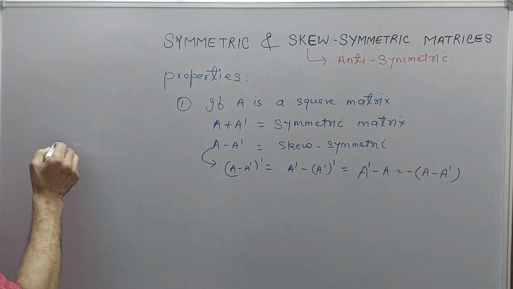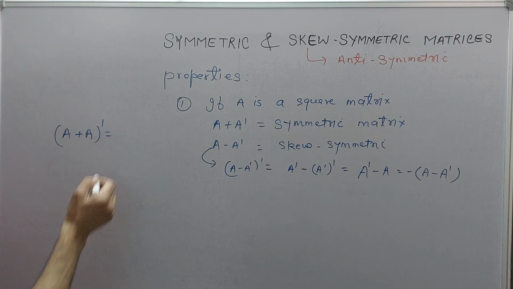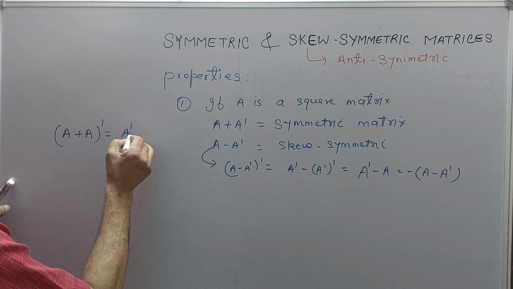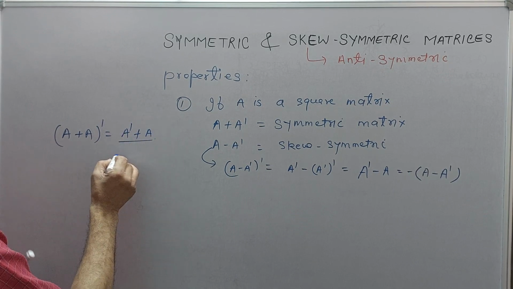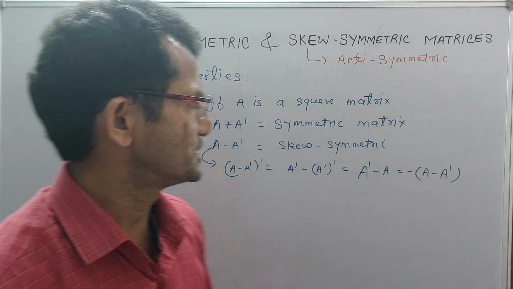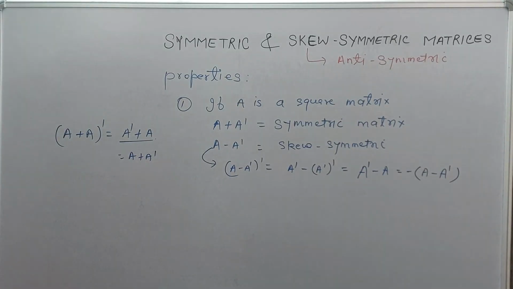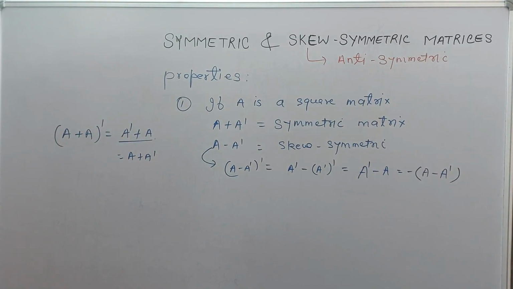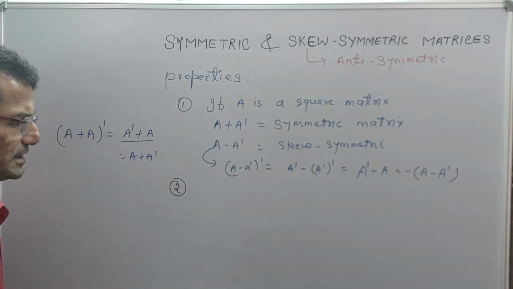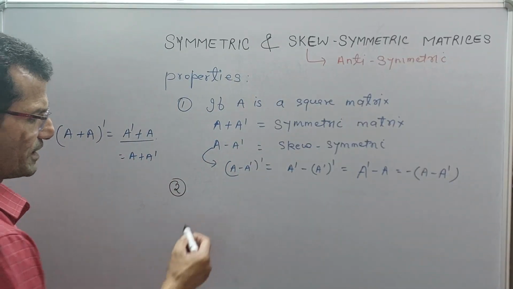And in the case of A plus A dash, if I take the transpose of A plus A dash using the properties of transpose, it becomes transpose of A plus transpose of A. So this is the original matrix. That's why A plus A dash will be our symmetric matrix and A minus A dash will be our skew symmetric matrix. Now the second property is that any square matrix can be written as a sum of a symmetric matrix and a skew symmetric matrix.